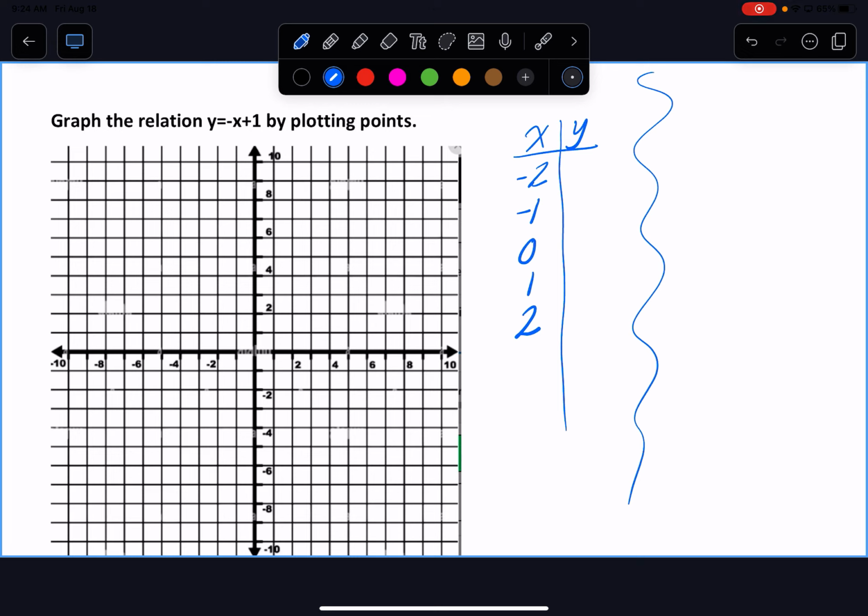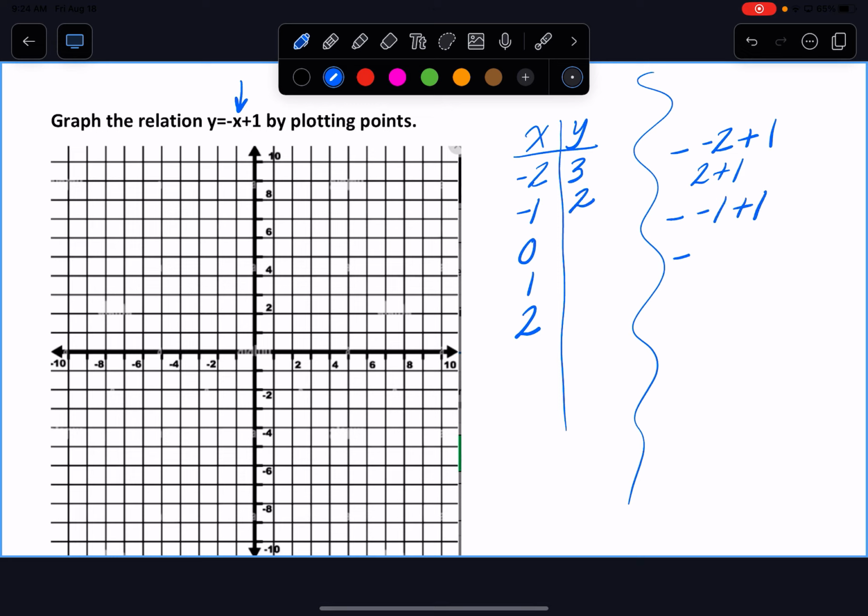So look, let's plug in negative 2 right there. That would look like this, wouldn't it? Negative of negative 2 plus 1. Yes? So just details matter here. So wouldn't that be 2 plus 1? Which is 3. Then we're plugging in negative 1. So that'd be negative of negative 1 plus 1, which is 2.